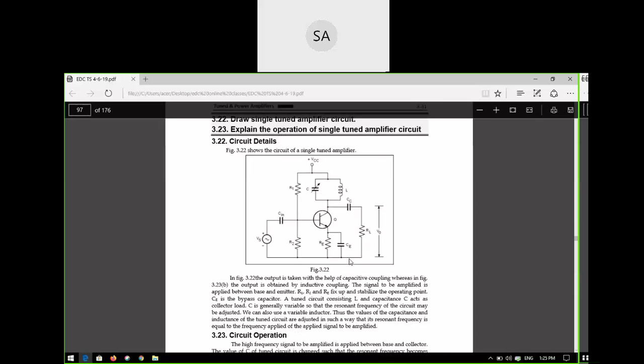Okay, so if you see in the construction, what will happen? Same thing. R1, R2, RE and C will provide some biasing.